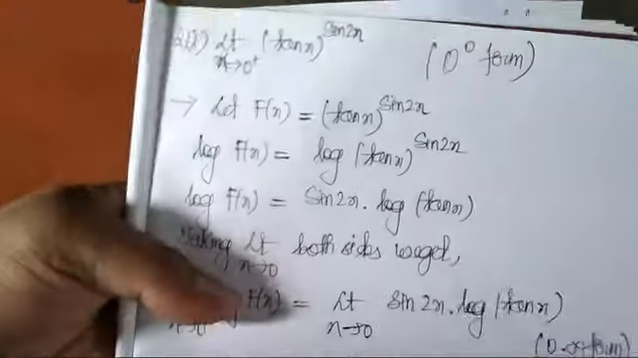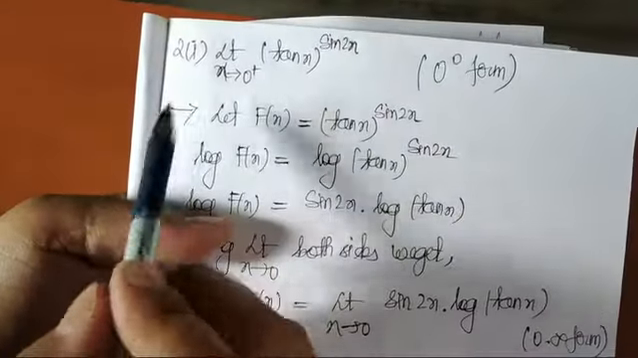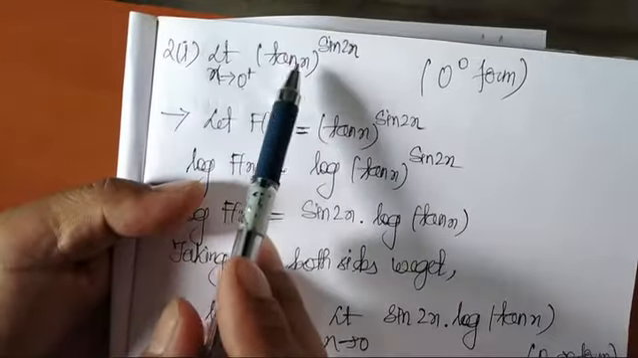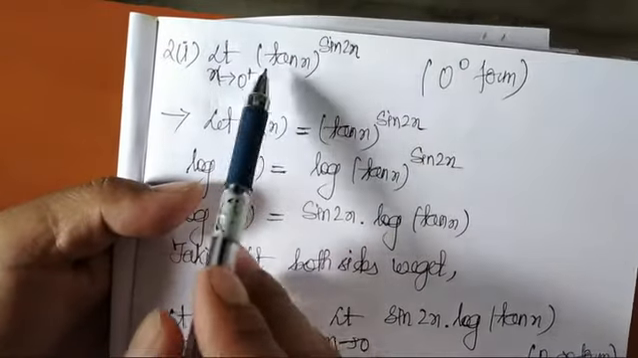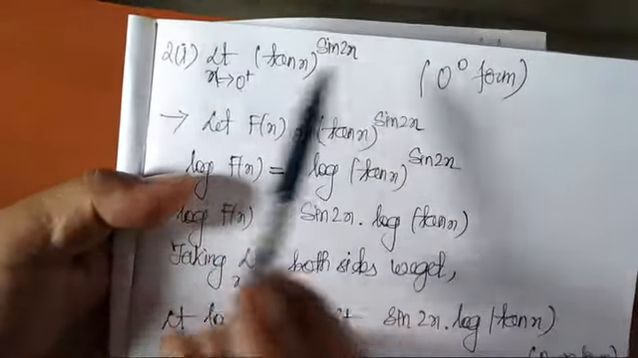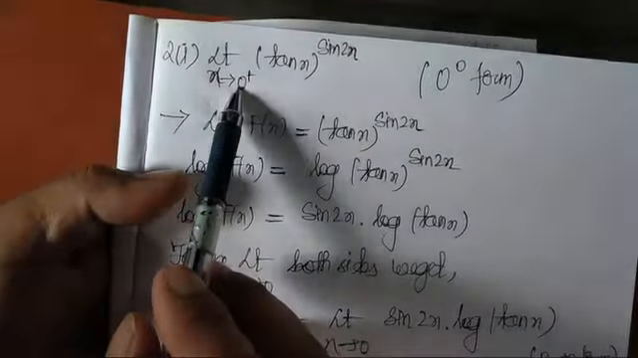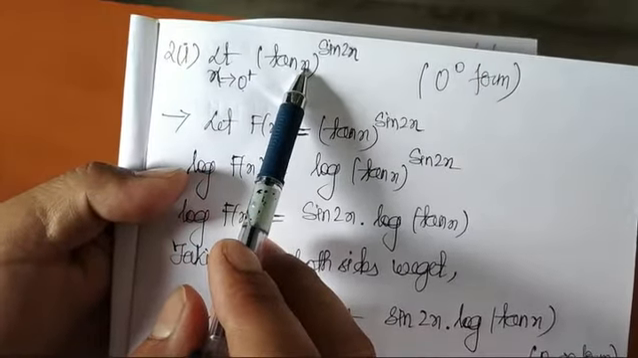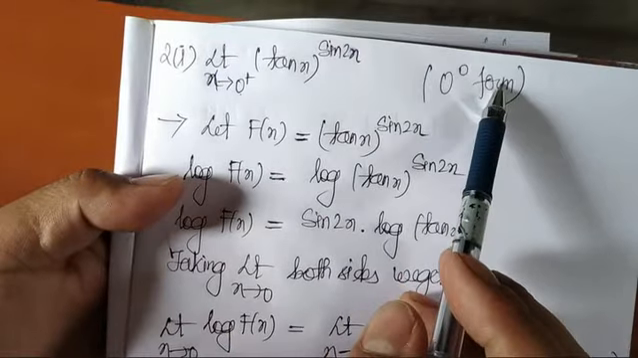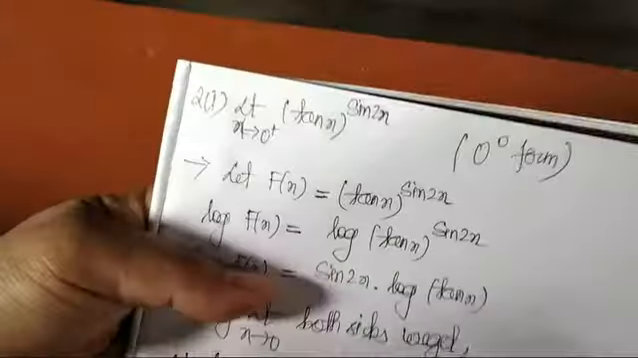Now the next question I've taken is question number 2 part 1. Let's start with the question. Limit x tending to 0 tan x to the power sine 2x. First of all let us check the form. You put x equals to 0, so tan 0 is 0, sine 0 is also 0. So what is the form? 0 to the power 0 form. The previous one was also which form? 0 to the power 0 form, and this one is also 0 to the power 0 form.